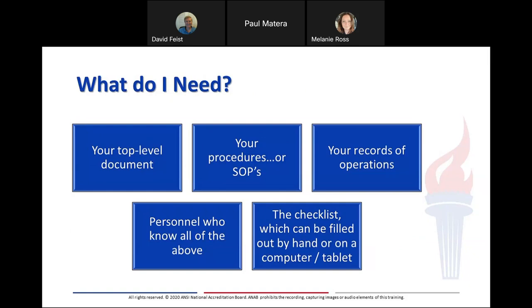So you might say to yourself, well, what do I need? These are things that you're going to want to have gathered up or have access to so you can get your checklist completed. Your top level documents, your quality manual, your procedures or SOPs, records that prove out that you are complying with the various requirements. So, you know, if the standard requires that you have a management review that you do annually, the record is going to be a copy of that management review, and you're going to need to have that because you're going to need to record some of that data on your checklist.